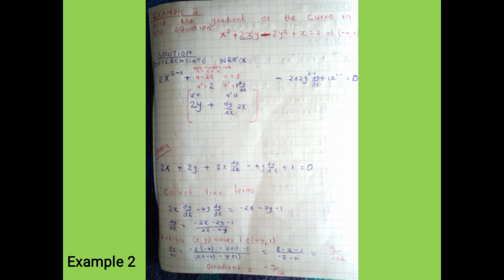We are differentiating with respect to x. You can choose to differentiate with respect to y, but remember you have to follow all the steps. So we are differentiating this figure. x squared becomes 2x raised to 2 minus 1. Next figure is this one. I want you to begin on this.